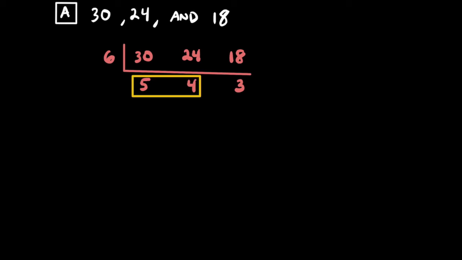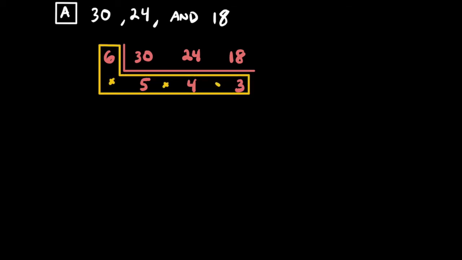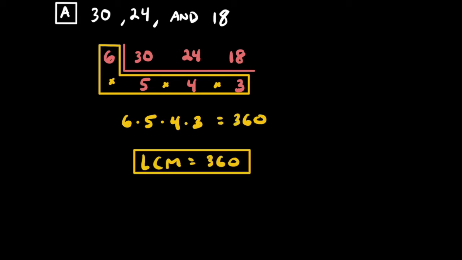Since 5 and 4 are relatively prime, we're good there. Since 4 and 3 are also relatively prime, there's nothing we can do here as well. Last, we check to see if 5 and 3 are relatively prime. Since 5 and 3 also happen to be relatively prime, we're done here. The product of these outside numbers is going to get us the LCM. 6 times 5 is going to be 30, 30 times 4 is going to be 120, and 120 multiplied by 3 is going to be 360. The LCM for 30, 24, and 18 is 360.